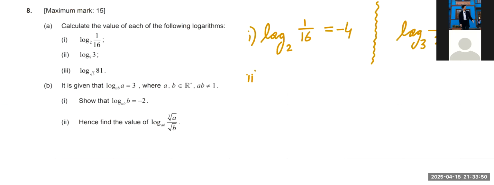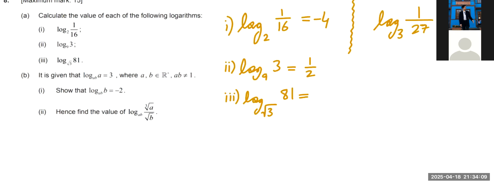All right, we have log base 9 of 3 now. So what should I do to 9 to make it 3? It's to the power of 1 over 2, right? Nice.